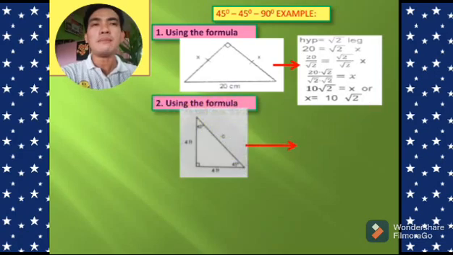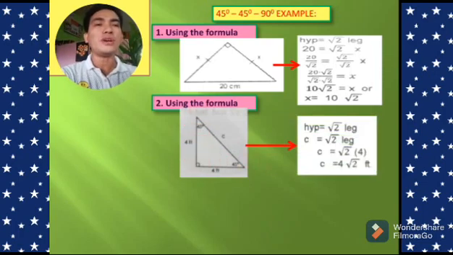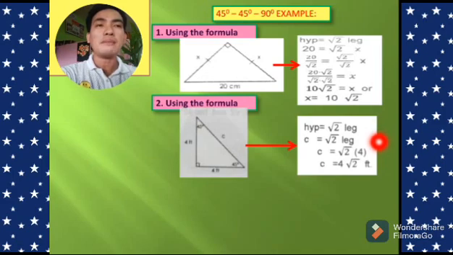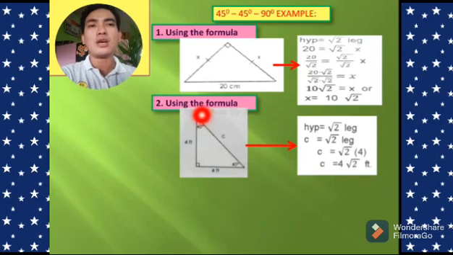Now let's have another example. Here, the hypotenuse is side c, the unknown, and we have 4 feet as our leg. For the solution, using the formula, hypotenuse is equal to the square root of 2 times the leg. By substitution, c is equal to the square root of 2 times the leg, which is 4. By multiplying, you would have 4 square root of 2 feet. And that would be the length of our hypotenuse.